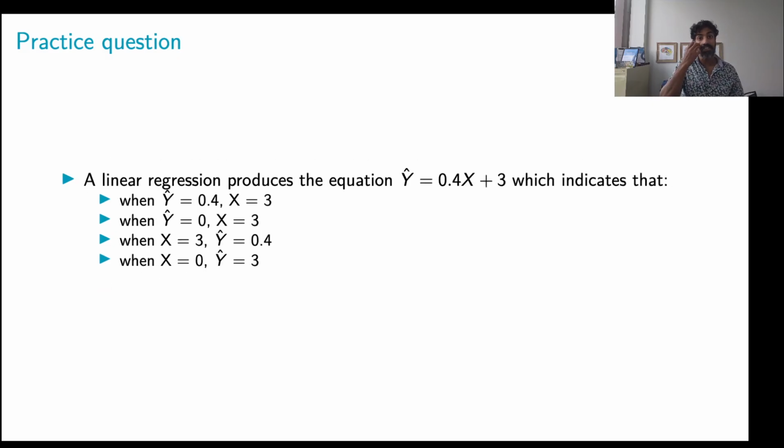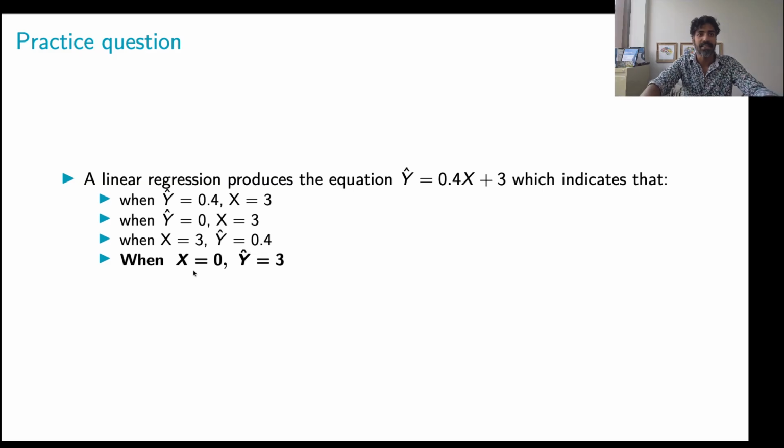A linear regression produces the equation of y hat equals 0.4x plus 3, which indicates that when y hat equals 0.4, x equals 3, when y hat equals 0, x equals 3, when x equals 3, y hat equals 0.4, when x equals 0, y hat equals 3. Trick for questions like this is just put the numbers in and see what the outcome is. But also, hopefully, you're gravitating to the idea that when x is equal to 0, y hat is equal to 3. So the answer is D. When x is equal to 0, y hat is equal to 3.